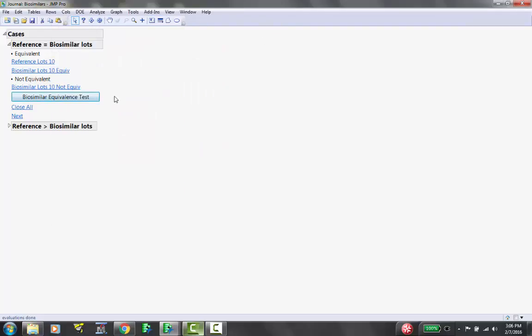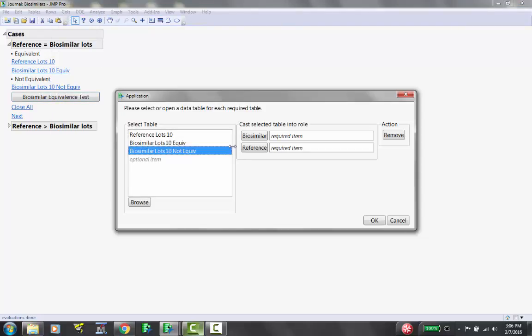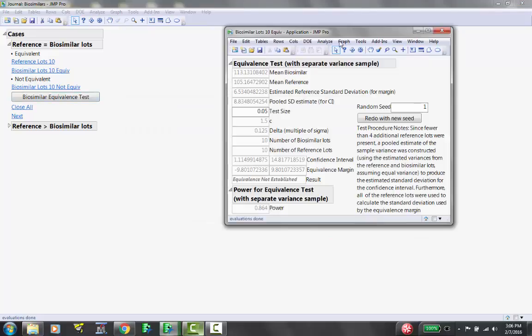You could also have a scenario where it is not equivalent. It'll look something like this. The same thing here, being that the number of reference and biosimilar lots are the same. You're going to use all 10 reference lots to establish the criteria and used for the 90% confidence interval for the difference in two means.